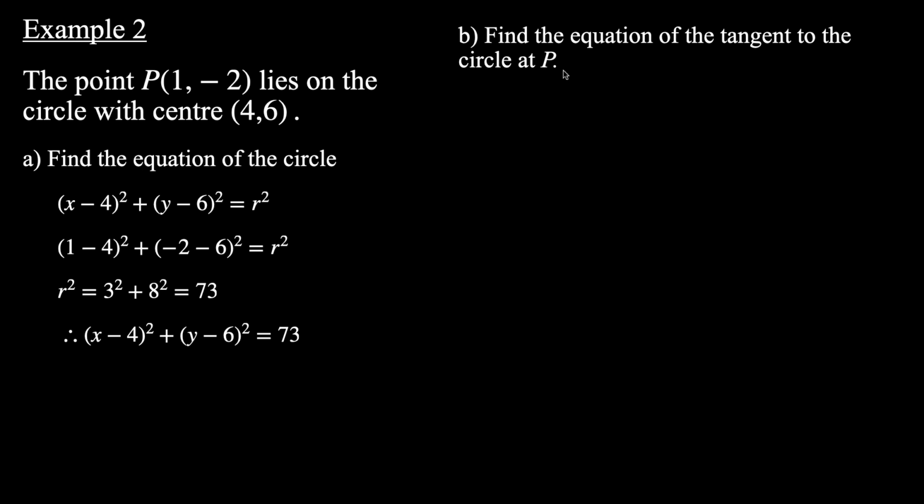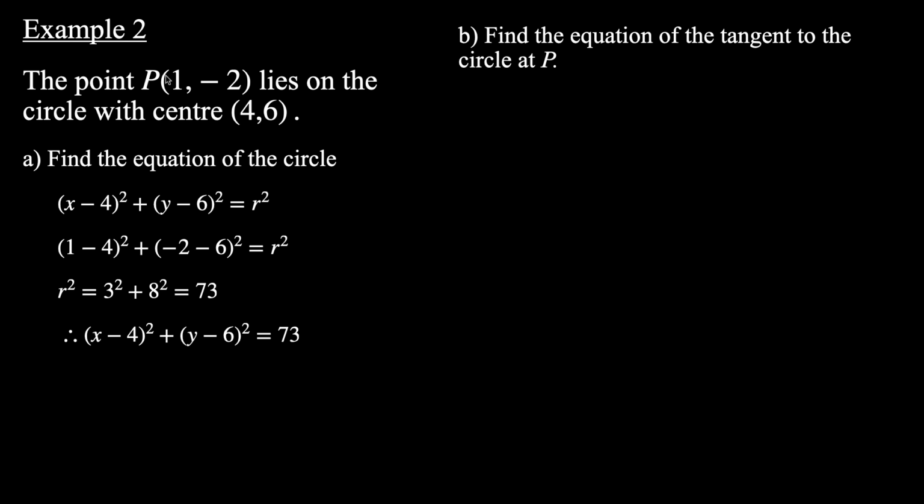What do we need for the equation of a straight line? We need the gradient and a point on that line. Well, we already have a point on that line because the tangent is going through P or touching the circle at P. That means P is a point on that line. So we only need the gradient. How can we find the gradient of the tangent?